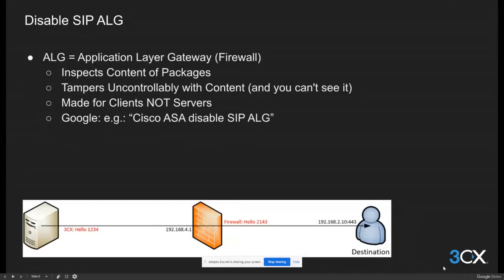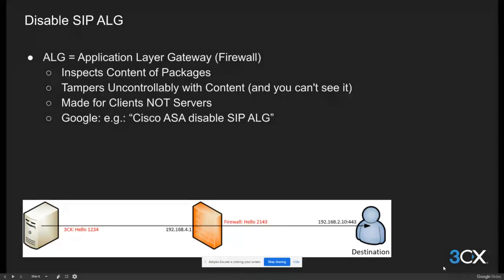Disable SIP-ALG. This is very important, the application layer gateway. This is the firewall part, not the PBX part. So this SIP-ALG is on the firewall. Okay, this is not on the 3CX. It is on the firewall, and we need to disable it always, because otherwise it will create lots of issues. Whichever firewall we are using, any of the firewalls, we have to disable it.